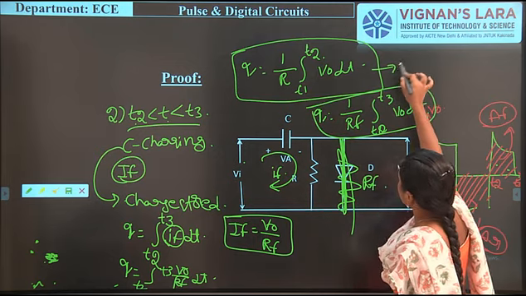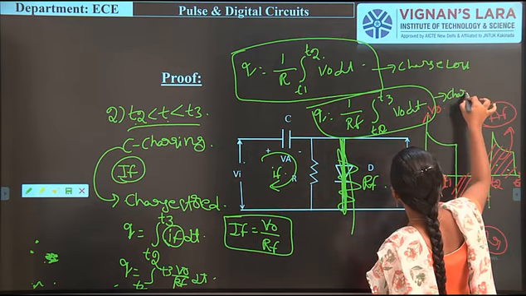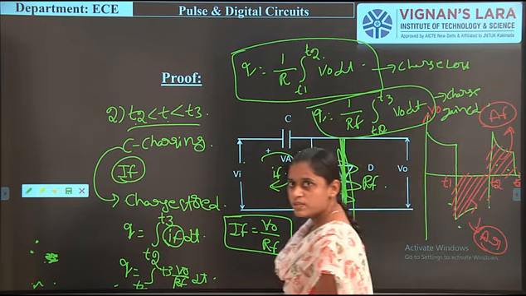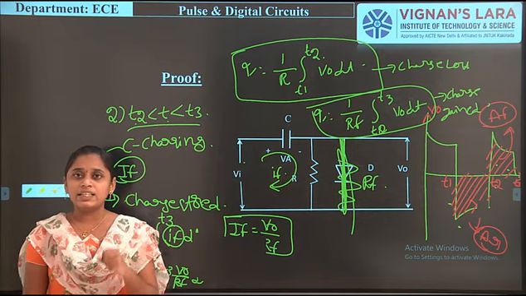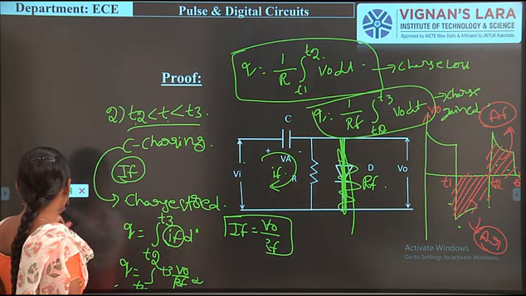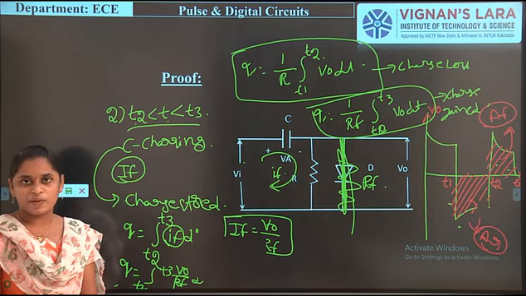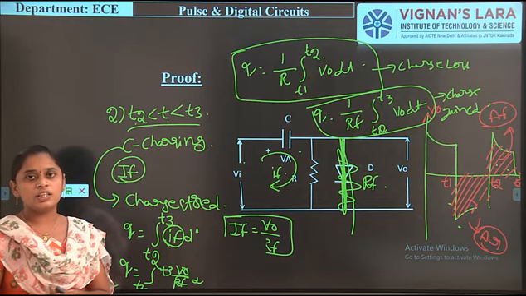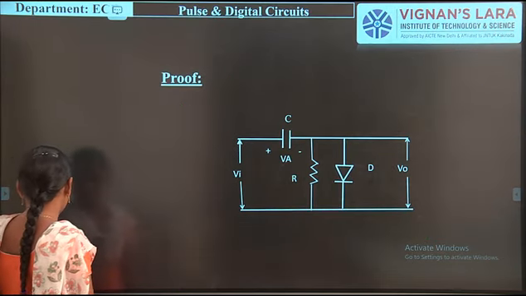So this is the charge lost by the capacitor, and this is the charge gained by the capacitor. So these are the output waveforms, nothing but output conditions. How do we relate this? We simply say that under steady state condition, the charge gained by the capacitor is equal to the charge lost by the capacitor. Under normal condition, the charge gained by the capacitor is equal to the charge lost by the capacitor.